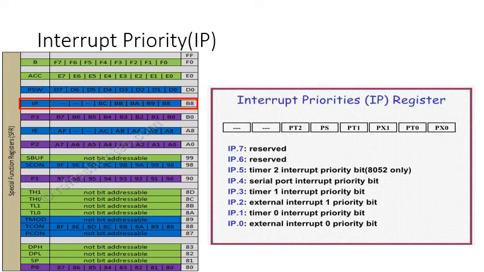If any bit in the interrupt priority register is set to 1, then the priority of the interrupt increases. PT2 increases the priority of timer 2. PS increases the priority of the serial interrupt. PT1 increases the priority of timer 1. PX1 increases the priority of external interrupt 1. PT0 increases the priority of timer 0. PX0 increases the priority of external interrupt 0.